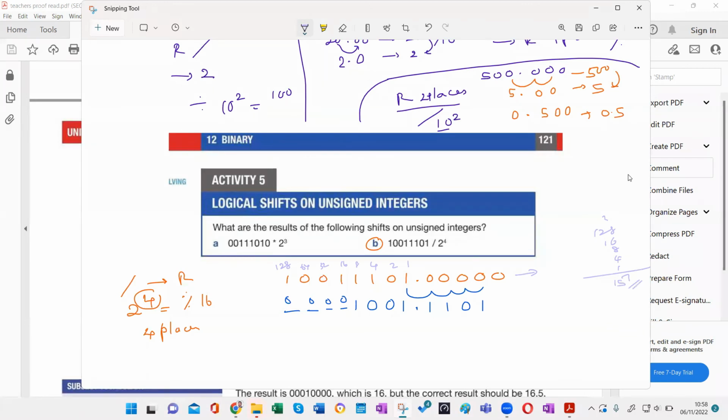157, is it? Is it 157? This number? Check and let me know. Is it correct? Yes, sir. Yeah, okay, great.